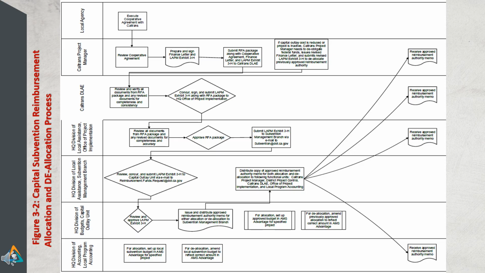This is the process for Caltrans administered projects. Local Assistance Procedures Manual, or LAPM Chapter 3, defines the role and responsibilities for the PM within the process.